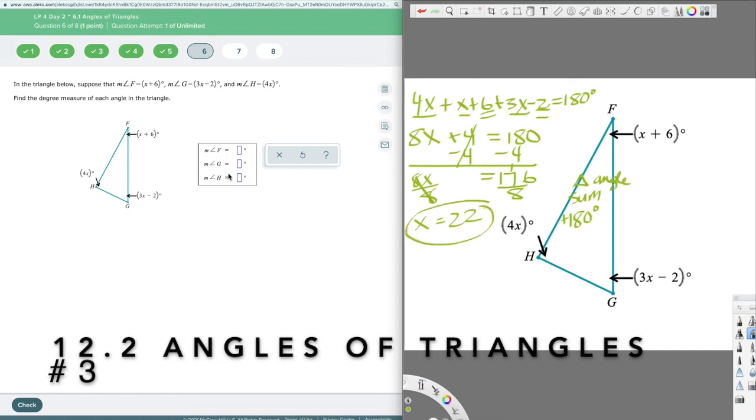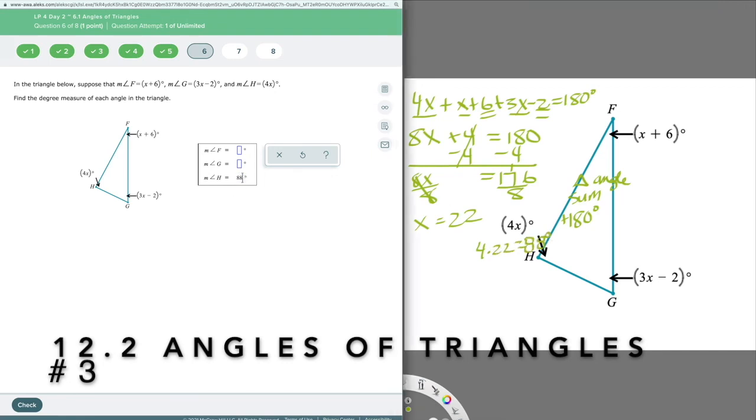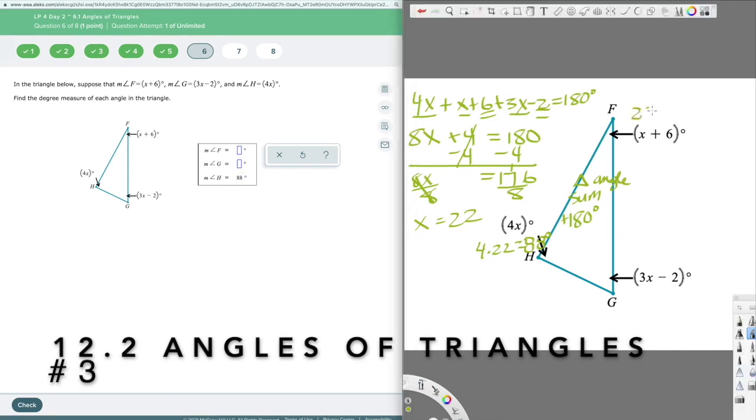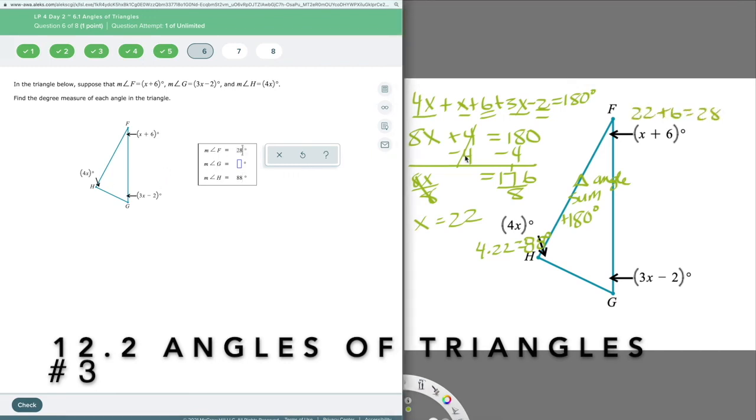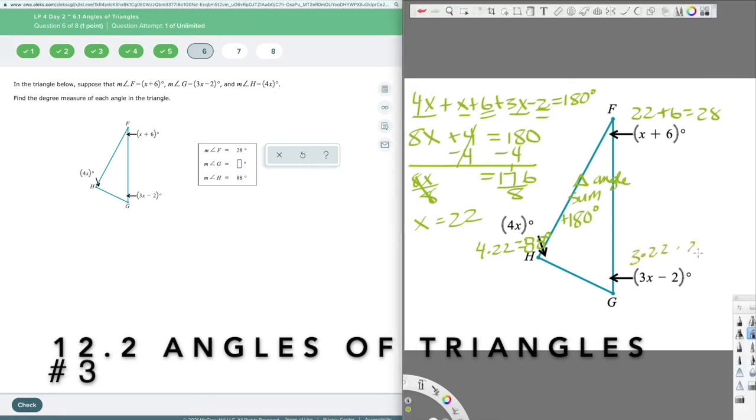Now, is this one of my answers? No. But do I need this to get my answers? Yes. I need to know what x is to fill these in. So for 4x, I'm going to go 4 times 22, and that's going to get me 88. So this guy's 88 degrees. So it looked like 90, but it was 88. And this one over here, we have 22 plus 6, so we get 28, and that was F, so I'm going to go 28 degrees. And then we have 3 times 22 minus 2, so I get 66, because 3 times 22 is 66, minus, sorry, that's not times, that's minus 2, so that would be 64.